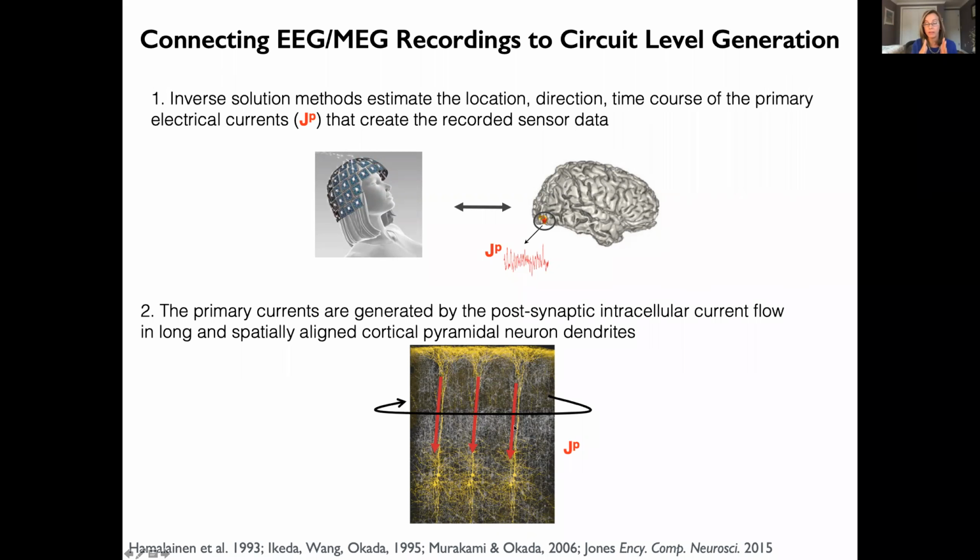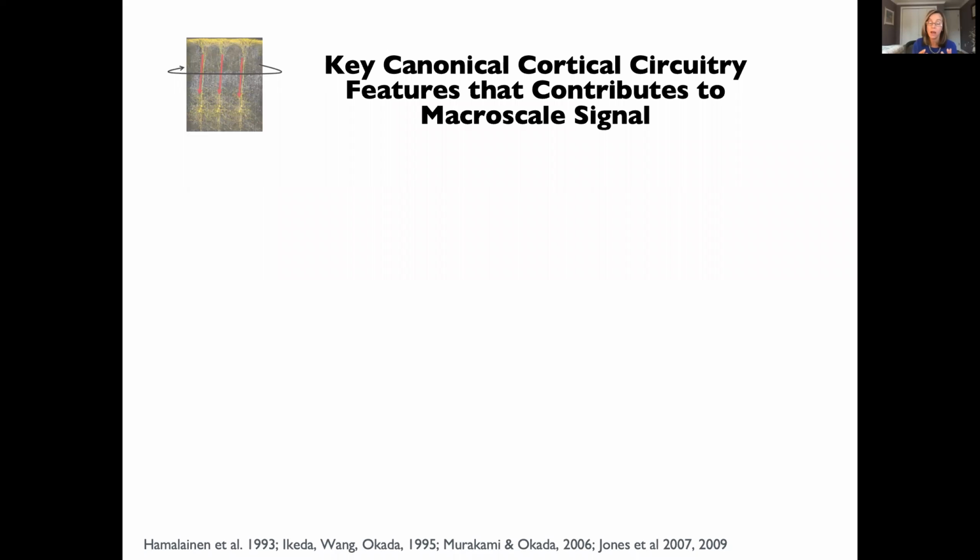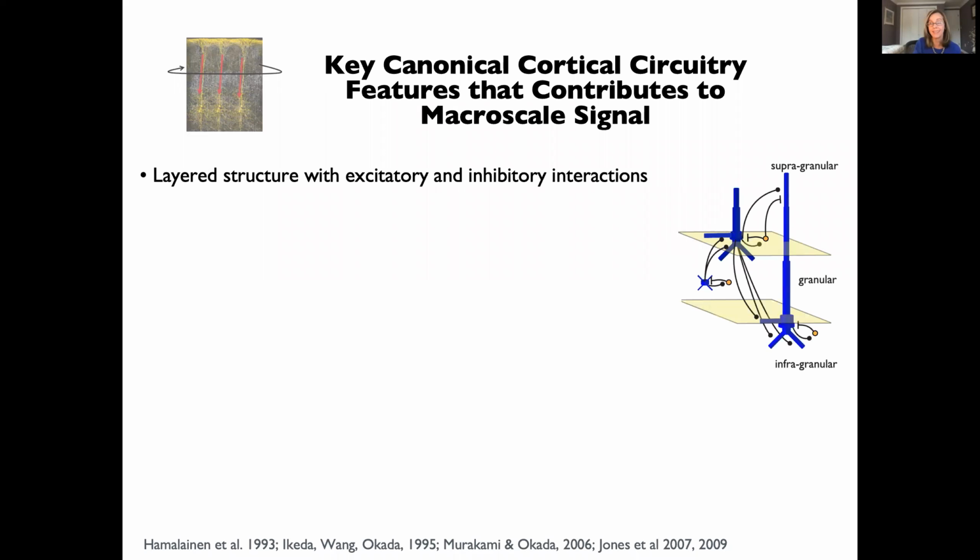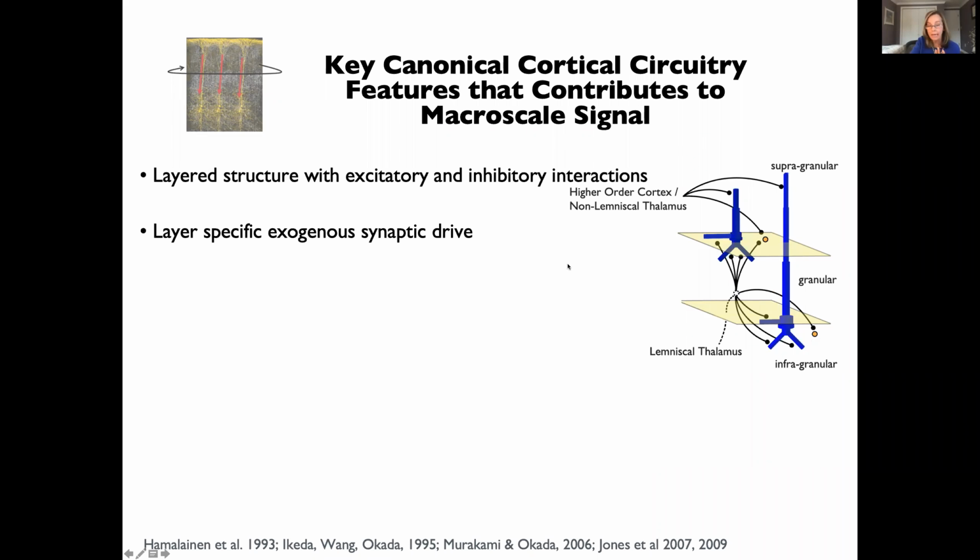So given that this is where the signal comes from, there are some key canonical features of cortical circuitry that we should be including in our model if we want to study the circuit level generation of this signal. The first is that the cortex is a layered structure. There are synaptically coupled excitatory and inhibitory neurons throughout the cortical layers, including these pyramidal neurons with these long apical dendrites that extend through the layers. In awake behaving brains, these cortical circuits aren't sitting in isolation, but they're constantly receiving input from other parts of the brain. And there are two primary pathways of input to the cortical structure.